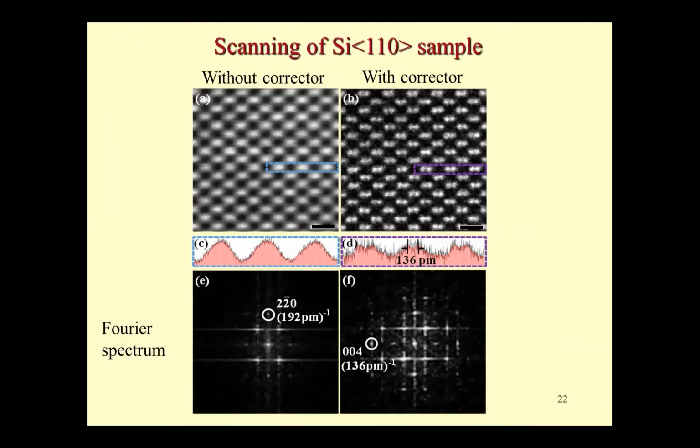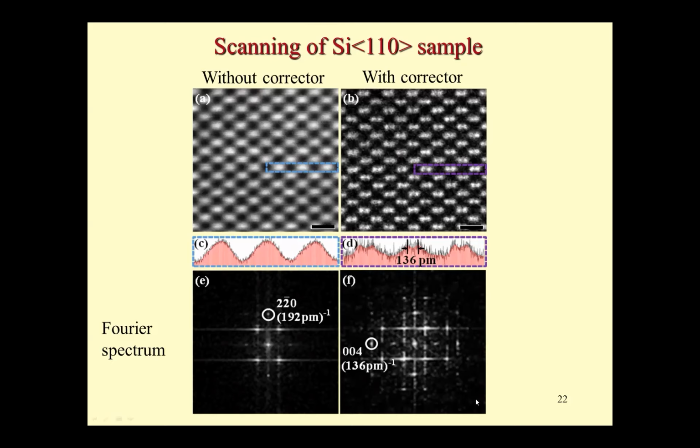And now this is already a scanning of a silicon sample. So on the left, what we see is the silicon picture without the corrector. And in fact, you see that this looks like an ellipse and not like a circle. Why? Because there are actually two silicon atoms which are very close one to the other. This is the silicon dumbbell that you cannot resolve without the correction. Once we add the corrector, you see these are resolved.